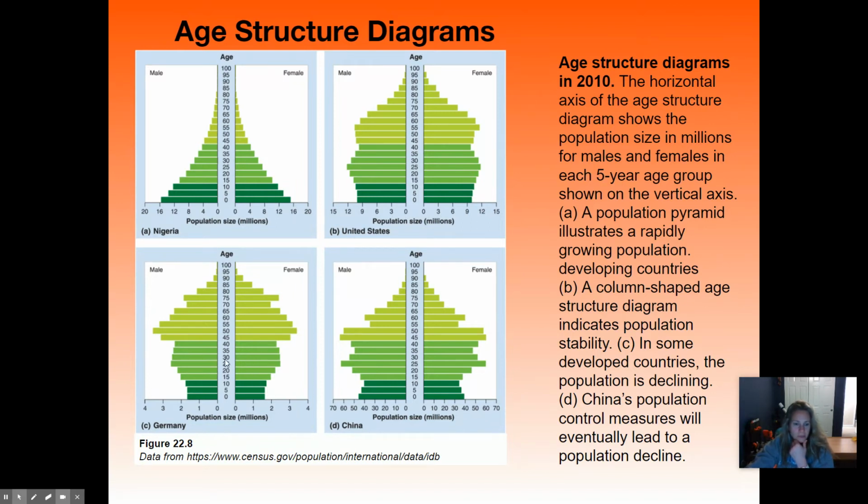And then if we look at Germany, they have a larger population of people that are not of childbearing age. So their population is actually declining. And so that's just because this area right here is smaller. So if this continues, then this eventually will be similar to what the US shows.